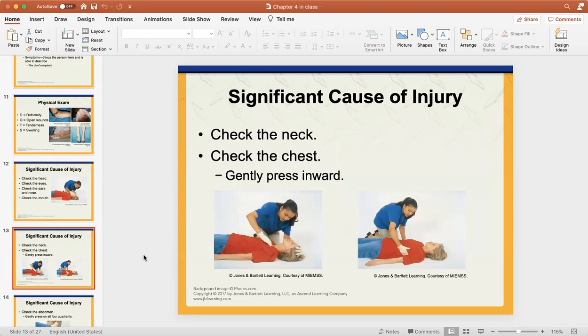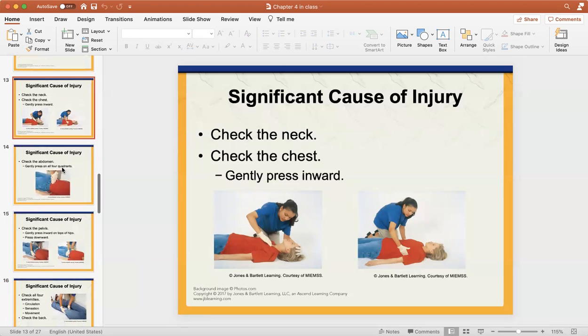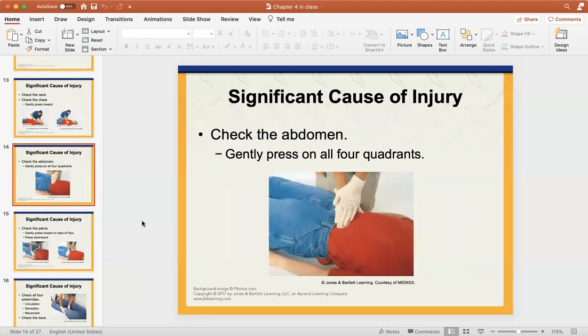So you're going to go back to that DOTS acronym. You're going to look for deformity, open wounds, tenderness, swelling. Then we're going to go to the chest. We're going to gently press on the sides of the chest by the rib cage here, gently press inward. As you are doing this, if the individual is obviously alert, make sure you let them know what you are doing. If they indicate that there is pain there, it could mean that they might have something along the lines of a rib fracture.